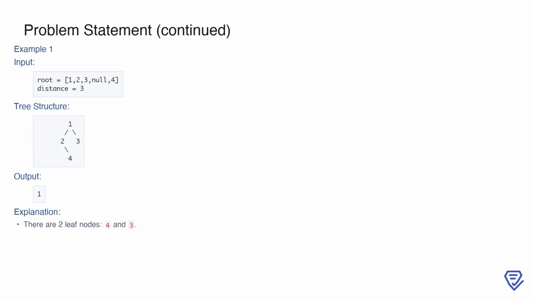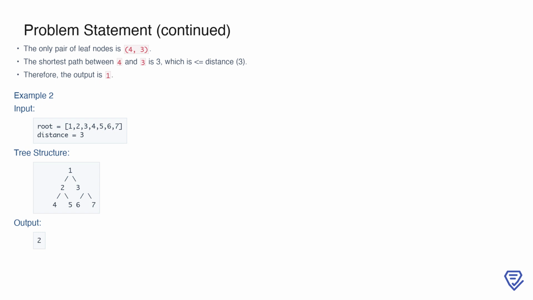To better understand the problem, let's look at an example. Here, we have a binary tree represented as root equals 1, 2, 3, null, 4, and the distance value is 3. The tree structure is visualized as follows. Node 1 is the root, with nodes 2 and 3 as its children. Node 2 has a right child, node 4, while node 3 has no children. This tree contains two leaf nodes, 4 and 3. The output for this example is 1, which means there is exactly one good pair of leaf nodes.